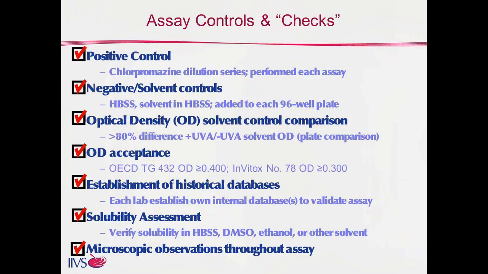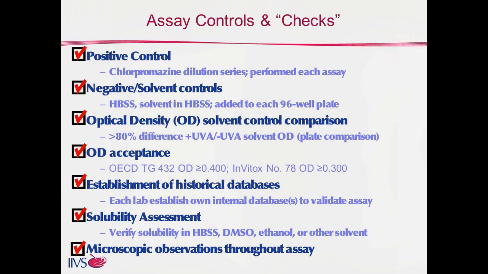As I mentioned earlier, there's a number of assay controls and checks in place that should be continually monitored and evaluated. The first being the positive control. Chlorpromazine is our positive control, and we'll prepare a dilution series and run it with each assay. We also have negative or solvent controls, which are treated on each plate, and we use those to determine our relative viability of our UVA or dark exposure.